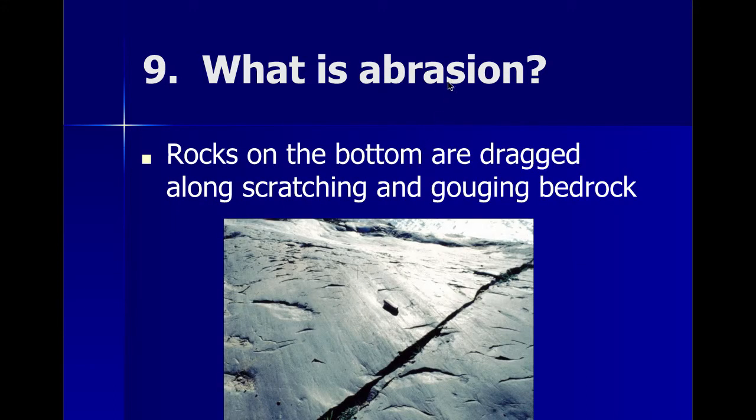So what is abrasion? Well, abrasion, if you can see in this picture, it's the scratching along this smooth rock. What's happened is this rock has been smoothed because when the glacier formed, it had rocks attached underneath it, and just like sandpaper, it smoothed out this layer of rock. So rocks on the bottom of the glacier are dragged along, scratching and gouging the bedrock. So you're writing abrasion, scratching, and gouging.